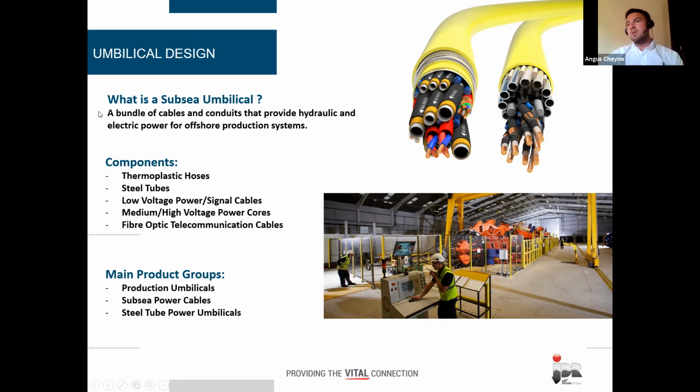So an umbilical would be defined as a bundle of cables and conduits that provide hydraulic and electrical power for offshore production systems. And within that, there are a number of components that are listed here, which we will go through one by one within the slides. There are also some main product groups that I'll highlight some of the key characteristics of these product groups and considerations. So in each of these parts, we'll look at the general construction of the component, and then we'll look at some of the design considerations and things to bear in mind if selecting these components for your umbilical project.